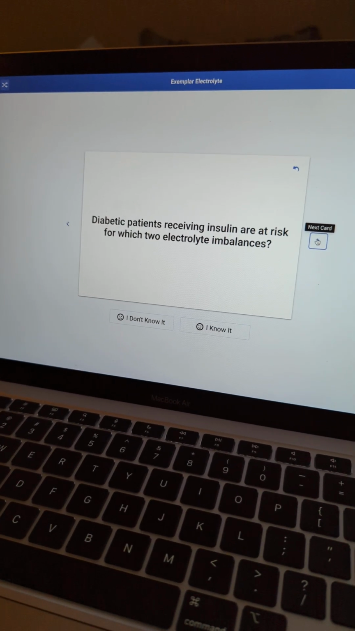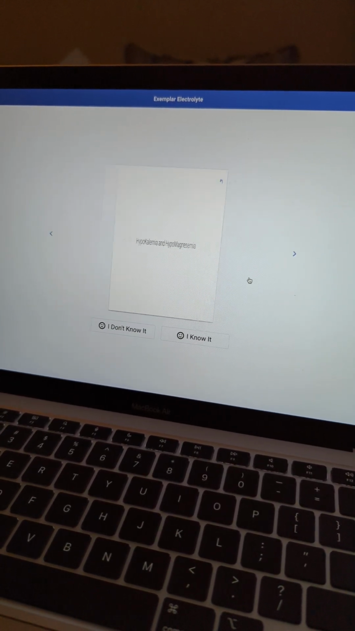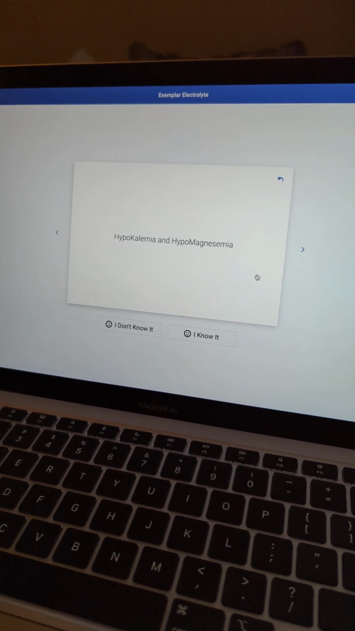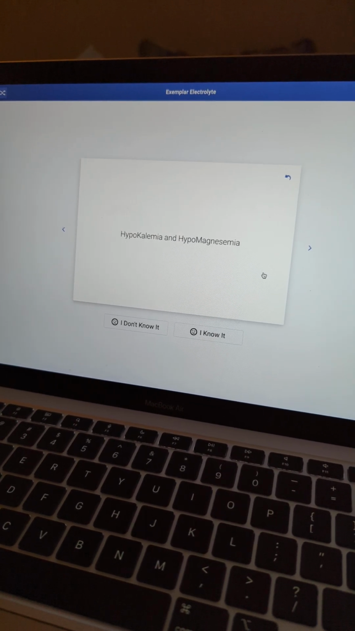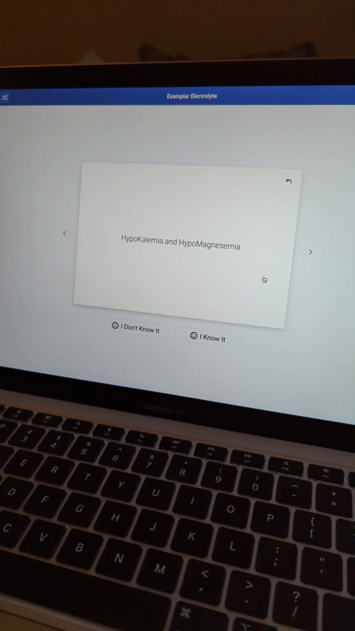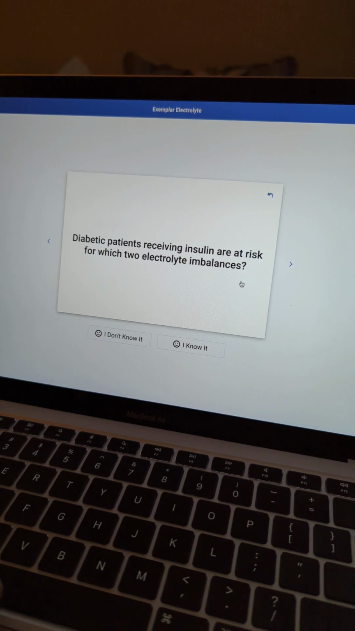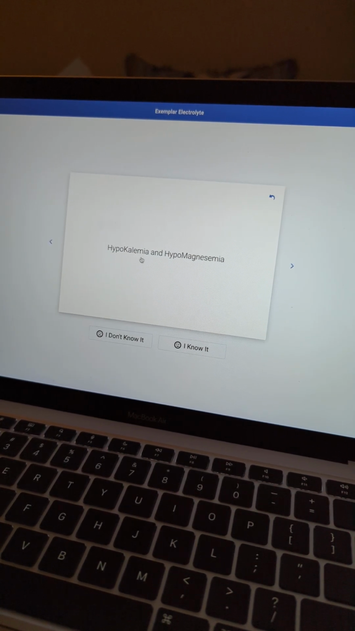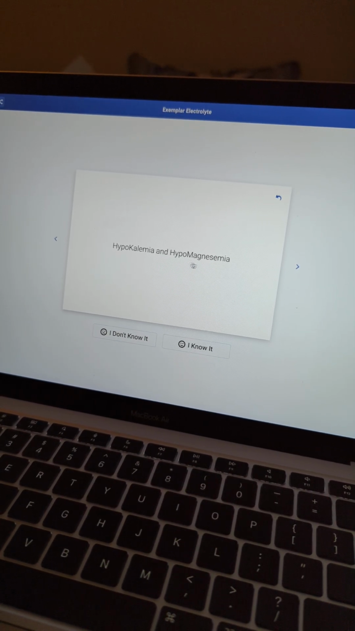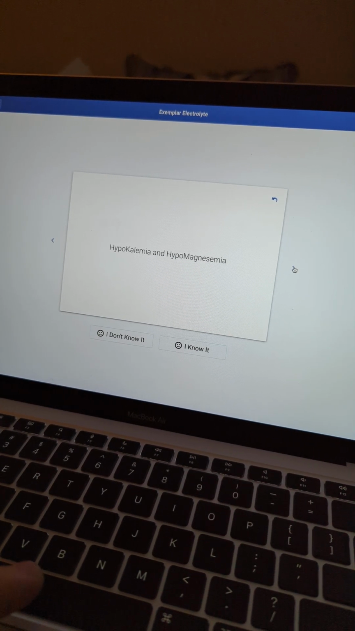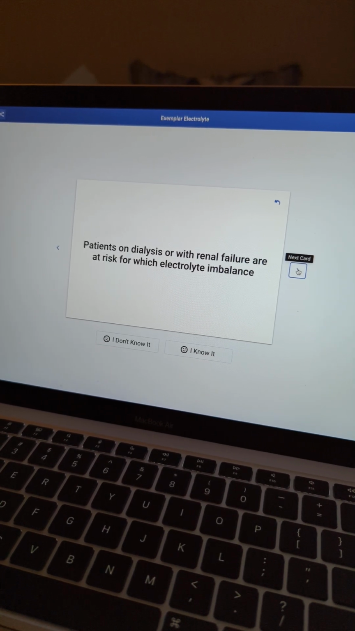Diabetic patients receiving insulin are at risk for which two electrolyte imbalances? Low potassium, because insulin and glucose take potassium into the cells with them, and low magnesium. I can't remember why, but diabetic patients are going to be at risk for our favorite, low potassium, and also critical hypomagnesemia. Patients on dialysis or with renal failure.